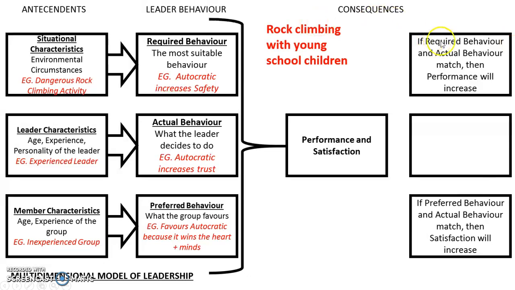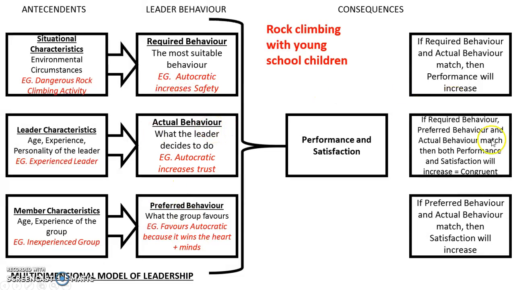Now, of course, that's fine, but the ultimate condition for effective leadership basically refers to how actual behaviour matches with not only required behaviour or not only preferred behaviour, but both. And if that happens, you have the ultimate climate for effective leadership. So if required behaviour, preferred behaviour and actual behaviour match, then both performance and satisfaction will increase. And this, when all 3 leader behaviours match, is called congruence, or it's congruent, not to be confused with consonance, which remember is when all 3 attitude components agree. So congruence or congruent. Okay, so that basically talks about when actual behaviour, what the leader decides to do, matches with required behaviour and preferred behaviour.